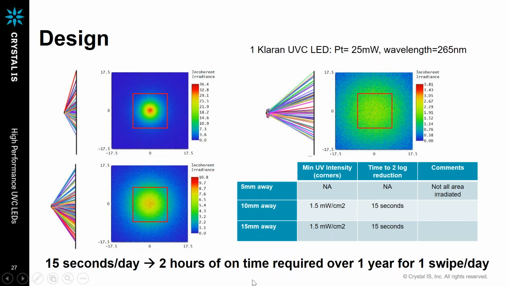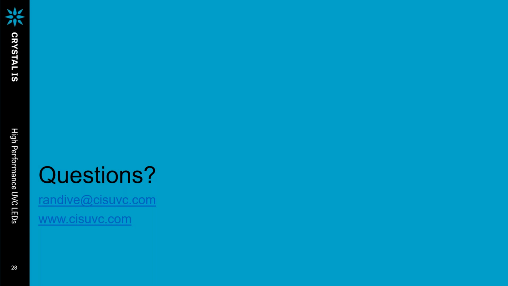We have also looked at 3 different surface areas, 5 millimeters, 10 millimeters, and 50 millimeters away. And we did the calculation and said that in 15 seconds, you should be able to get to the disinfection level you are looking at, based on our 25 milliwatt LED, which is our Klaran Q LEDs. So with that, I would like to thank you for your attention and open it up for any questions.